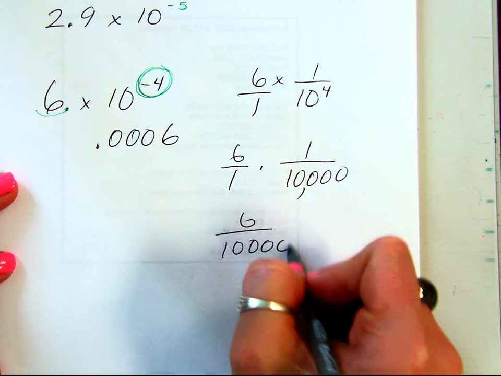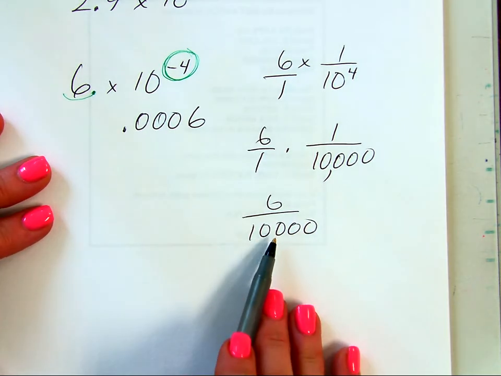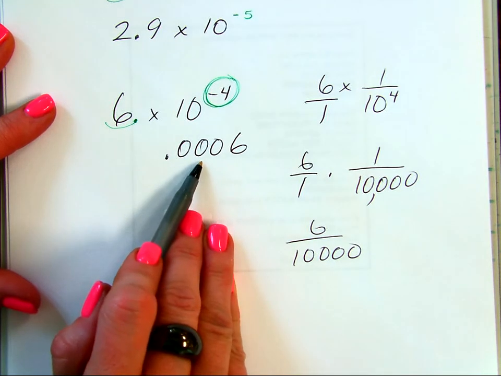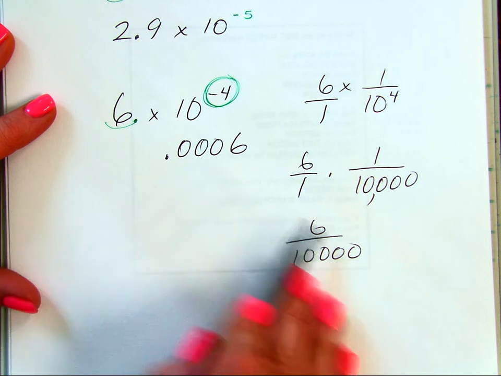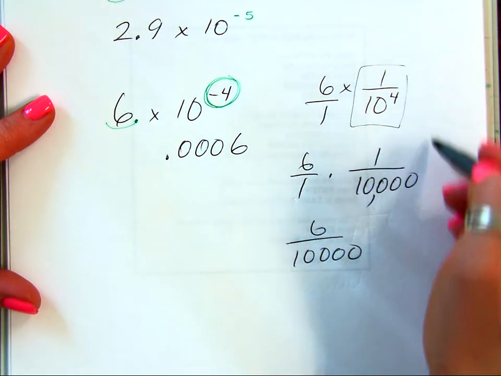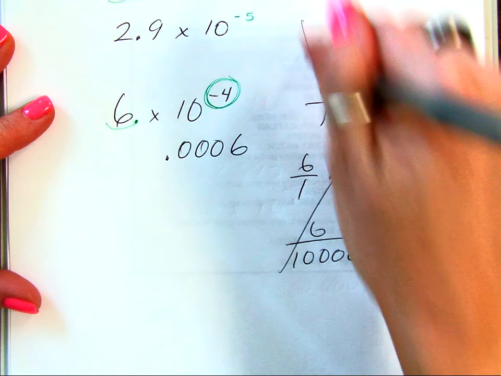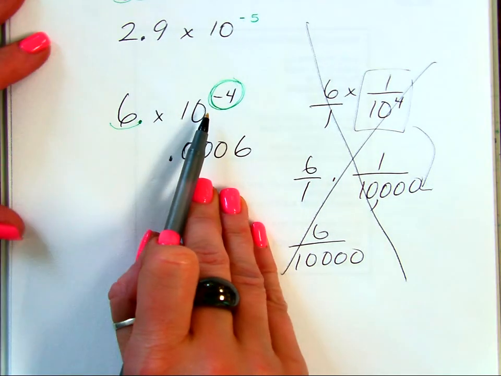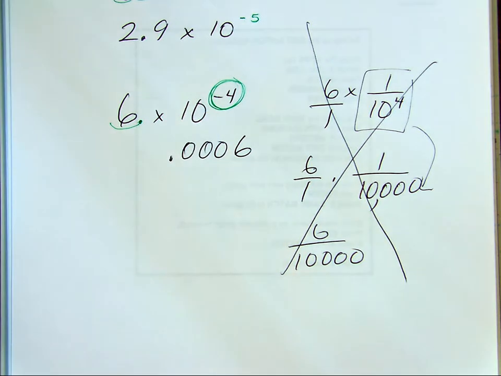And how do you say that? 6 10,000ths, right? So do you see that you get the same answer? So if you could turn it positive, do this, it's a pain in the butt. Don't do that. There's a shortcut. Negative, move it to the left. Got it? Okay.